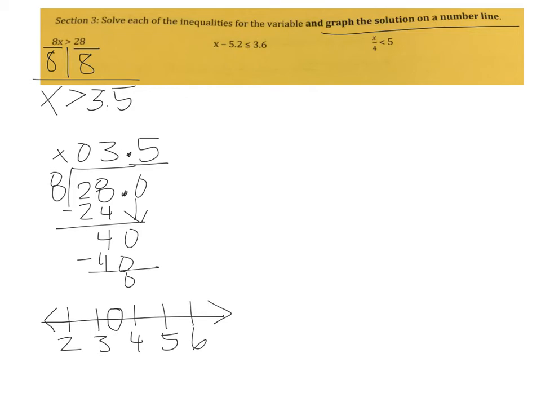And I notice that the alligator mouth is open to the x, meaning all of my solutions are going to be greater than 3.5. So I'm going to go to the right because all of those numbers are greater than 3.5.